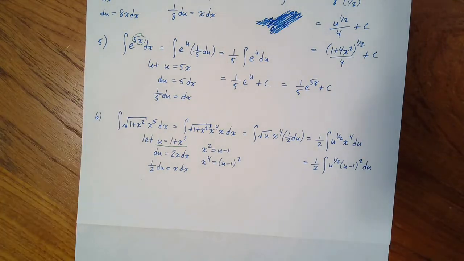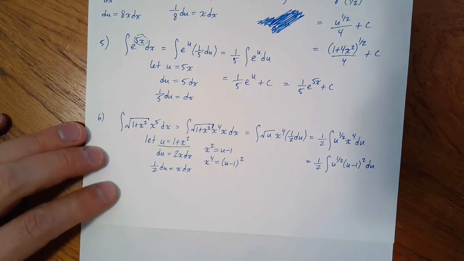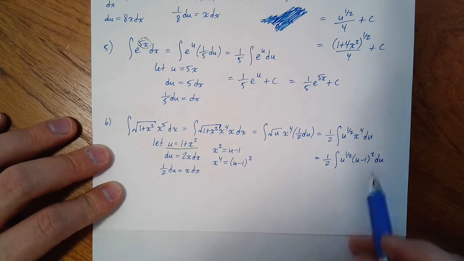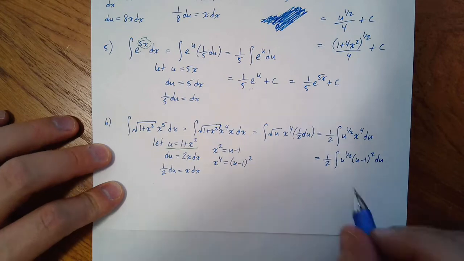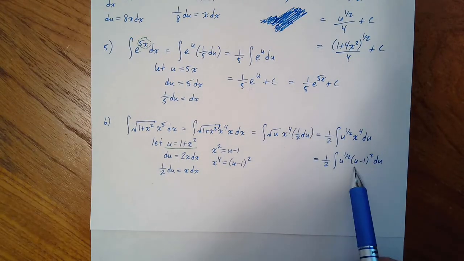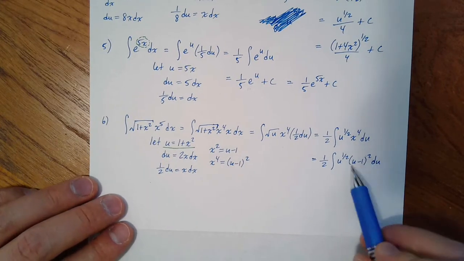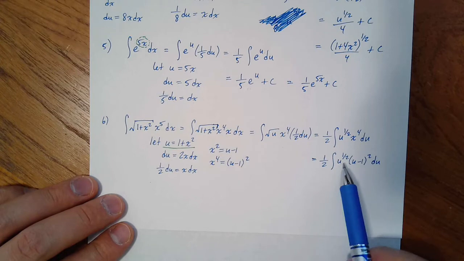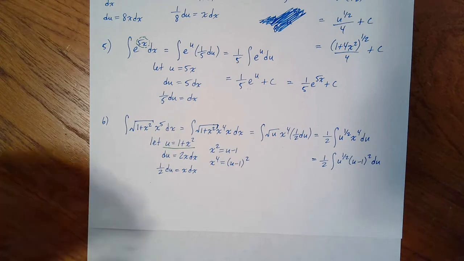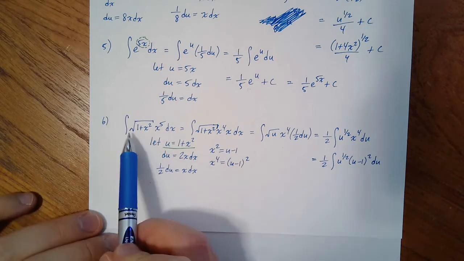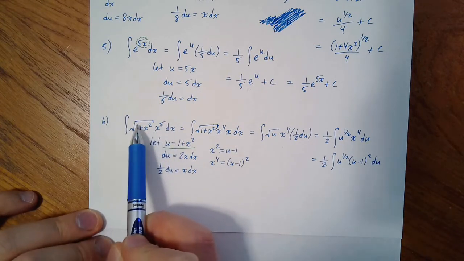Now that is finally something you can evaluate, but it's still not quite done. There's still plenty of work to do here. We're going to have to FOIL this out, and in fact it might not even look all that obvious that this is any better than this, but it truly is better, because this can be dealt with. We can expand out the u minus 1 squared, and then we can distribute the u to the 1/2 into the brackets term by term, and then we'll have a whole bunch of powers of u that we can separate and handle individually with the power rule. But if you look back over here, I can't break this square root up, right?